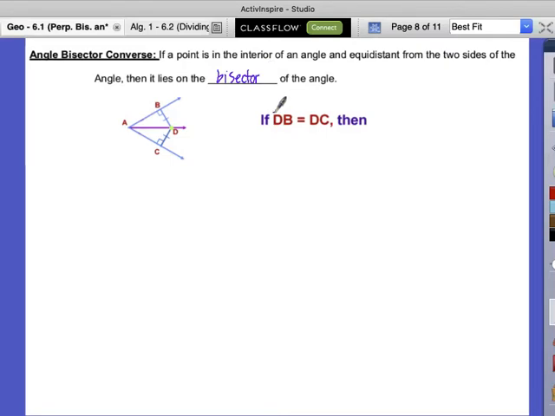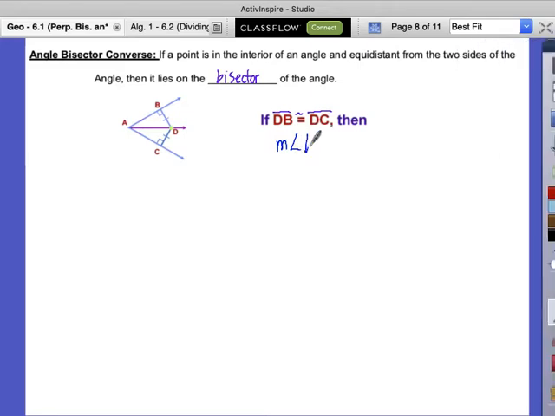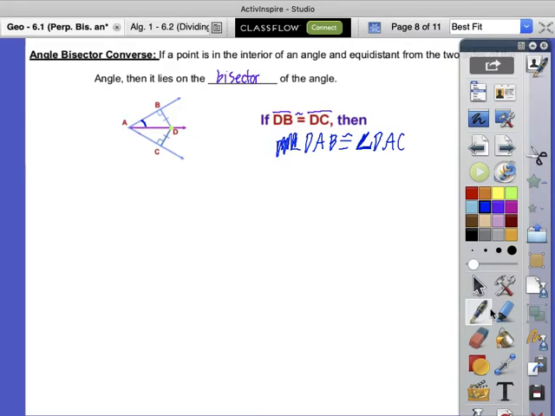So here, this should actually be segment. If segment DB is congruent to segment DC, then we would know the measure of angle DAB is congruent to what? DAC. Or I shouldn't have put measure there. Angle DAB is congruent to angle DAC. I don't need measure there if I'm saying congruent. Let me just rewrite that.